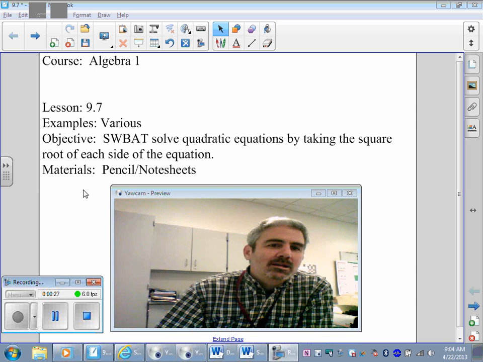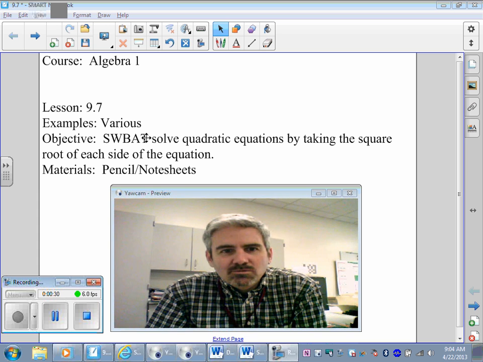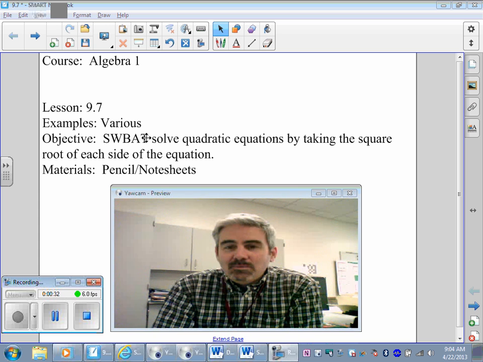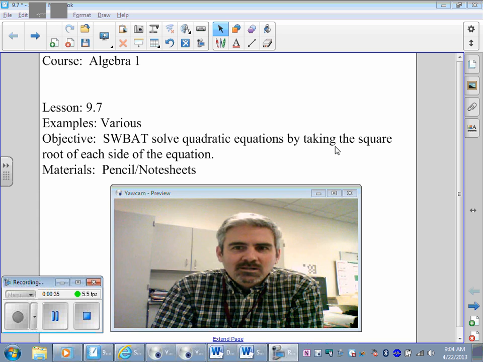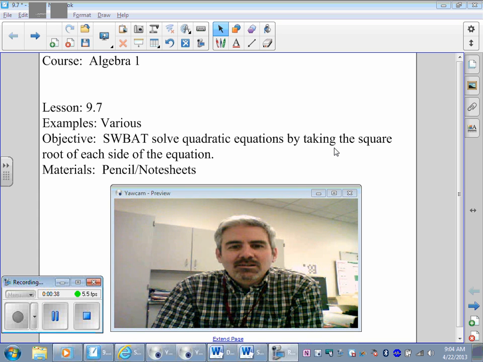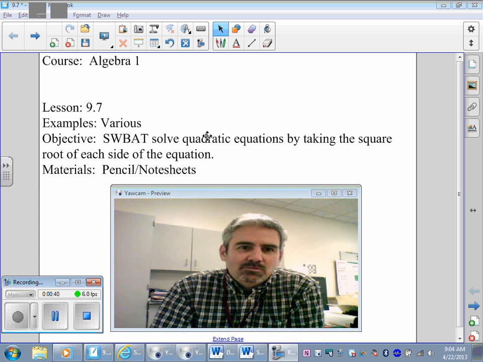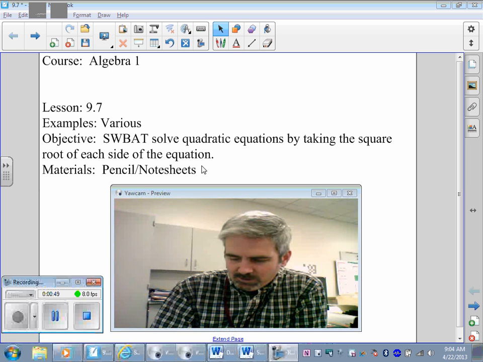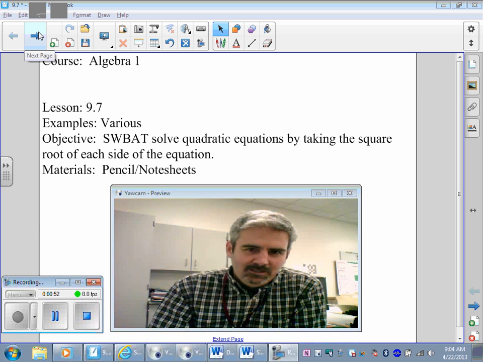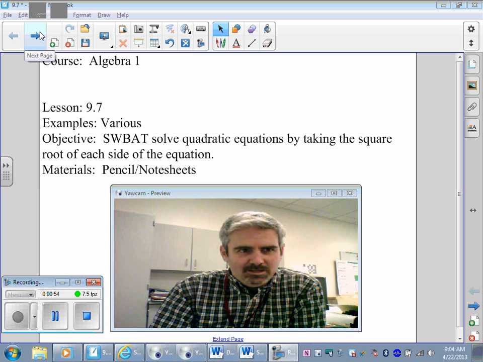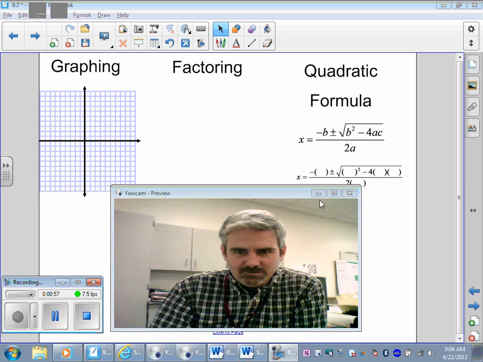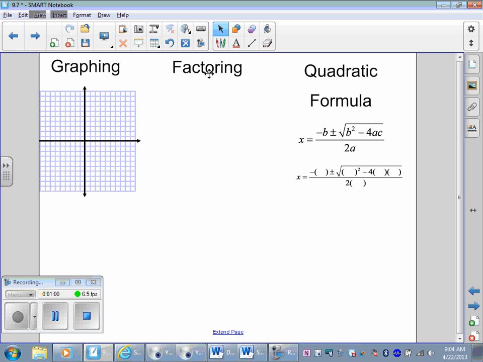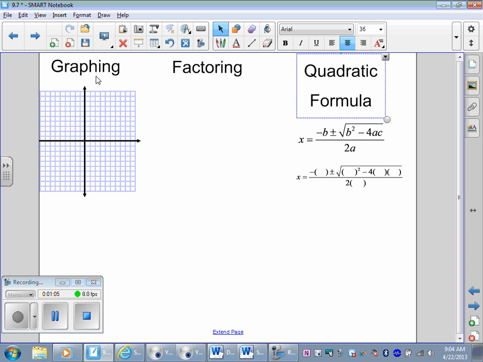So, while you're writing down the objective here, student will be able to solve quadratic equations by, and here's the technique we're going to use, taking the square root of each side of the equation. Again, student will be able to solve quadratic equations by taking the square root of each side of the equation. Now, you can put your pencil down for a second after you've written that down. If you need to hit pause, go ahead and do so you can finish writing that down. But I want to show you 3 things here. These are the 3 methods we've already been working on: graphing, factoring, and the quadratic formula.